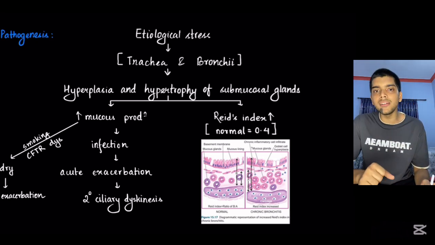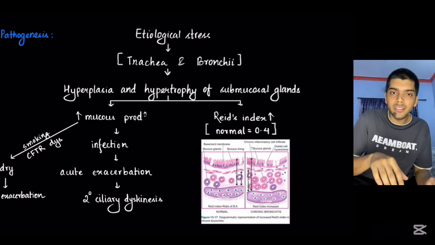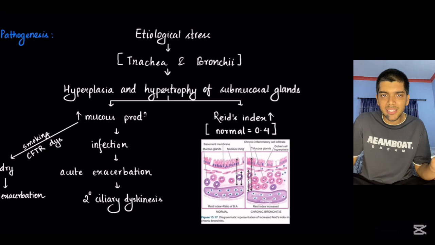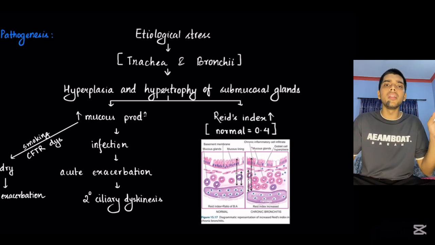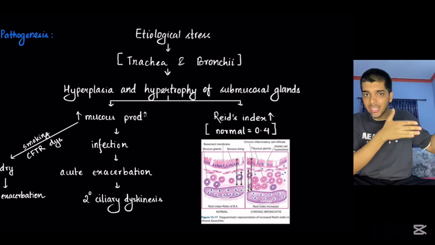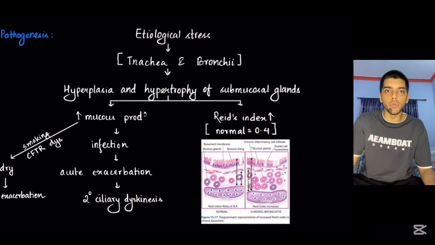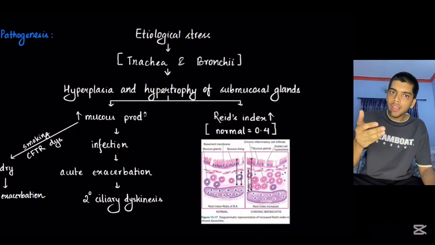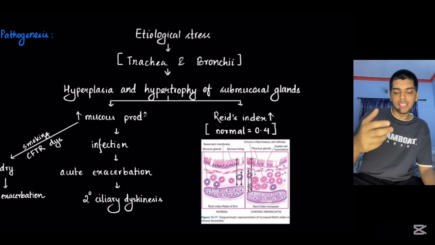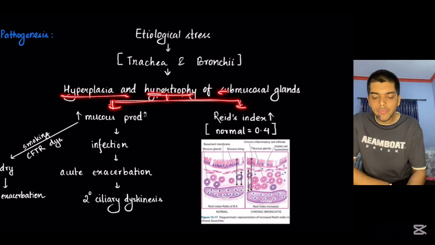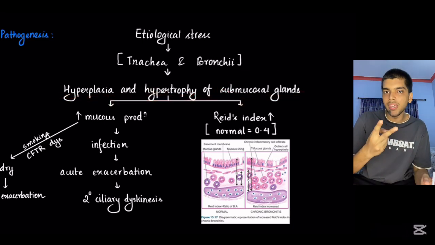What are those 2 glands? The goblet cells, the unicellular glands present in the lining epithelium, right? The ciliated pseudostratified columnar epithelium from the general anatomy, and the submucosal glands present in submucosa. There is hypertrophy and hyperplasia of these glands. As a result, 2 things happen.